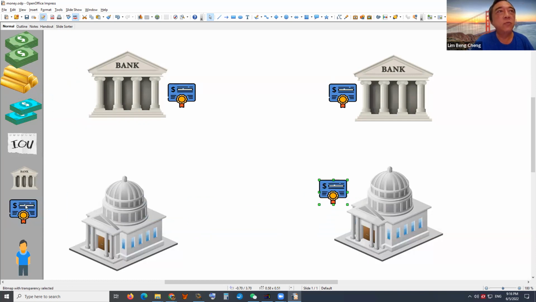Okay, so he issues a bond again. Now the bank says, oh, I don't have money already. How? Because the bank used the money already. So I don't have money. So the bank says, never mind, he borrows from the central bank.